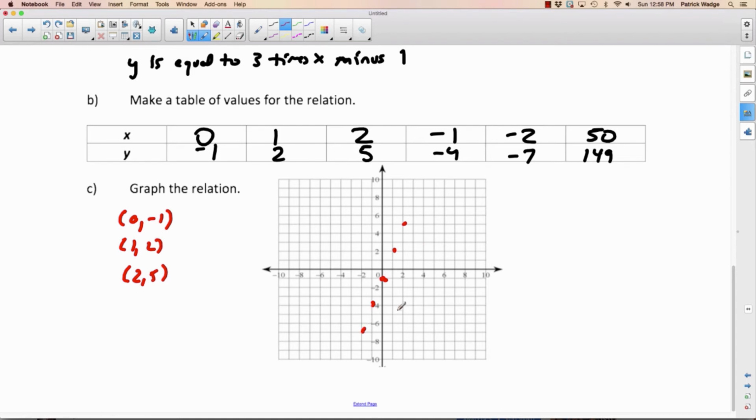Do you feel good about this? You should. Do you know why? Because it made a straight line. So we can join them together with a line. Let's put arrows on the end of our line and we're all good to go. We've graphed the relation.